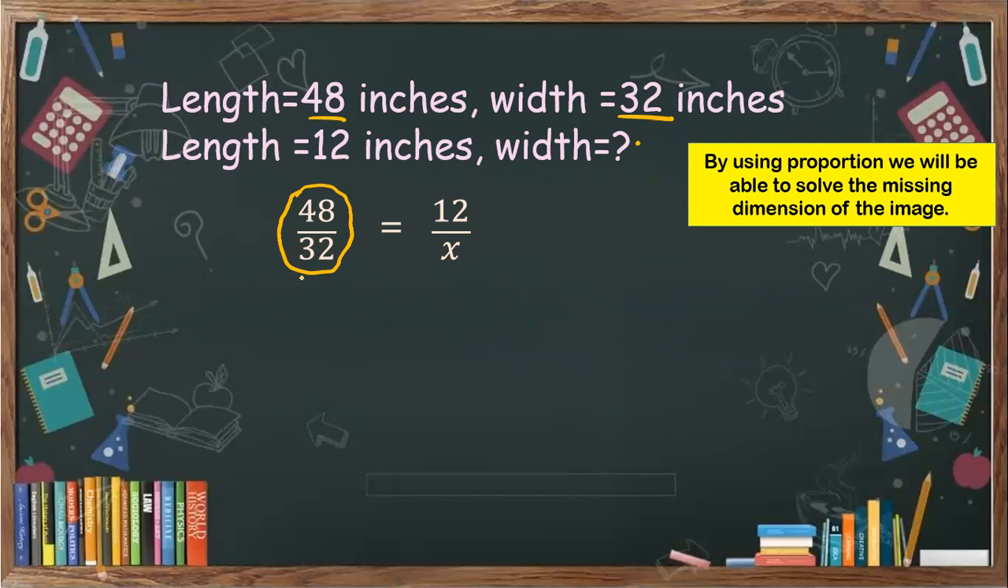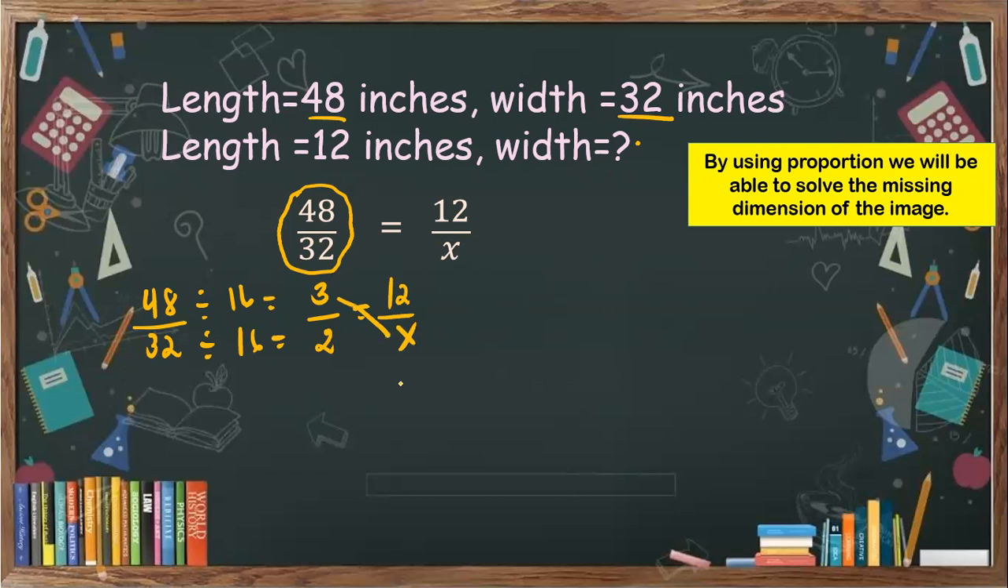So what is the GCF of 48 and 32? The GCF of 48 and 32 is 16. So 48 divided by 16, the answer is 3. 32 divided by 16, the answer is 2. Alright, so let's use 3 halves instead of 48 is to 32. Then let's copy 12 is to x.